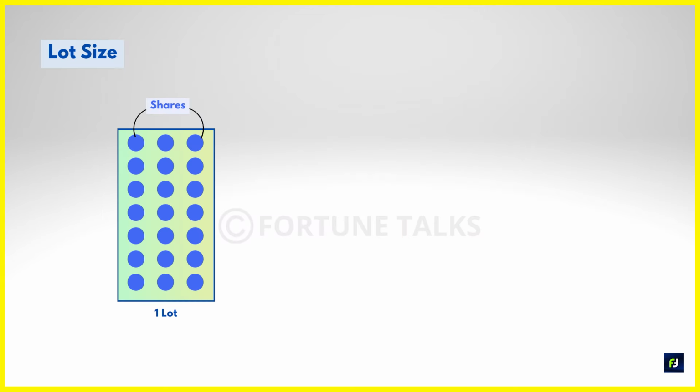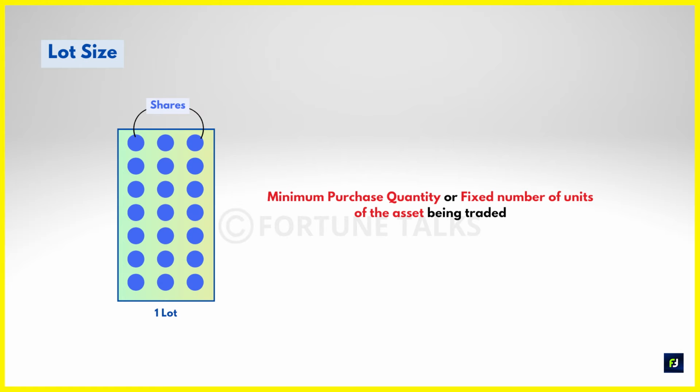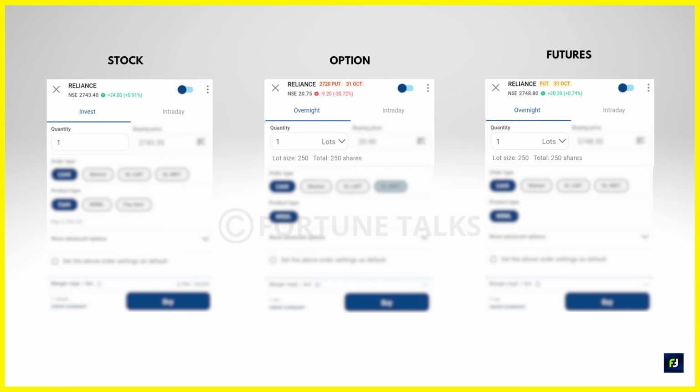Now, unlike stocks where the minimum purchase quantity is 1 unit, option contracts are to be traded in lots. Different assets will have different lot sizes. In short, a lot size refers to a fixed number of units of an asset being traded. For example, in the case of a Reliance stock, the lot size of its option contract is 250 shares. Or in other words, one lot of Reliance is equal to 250 shares.